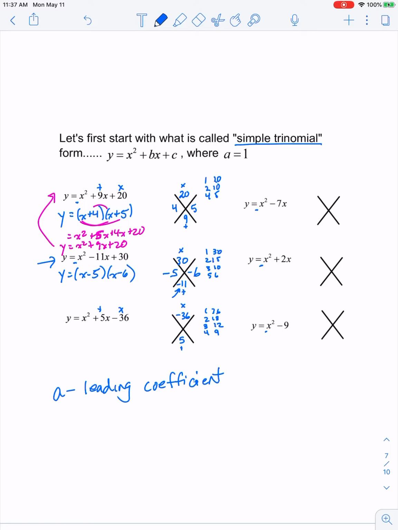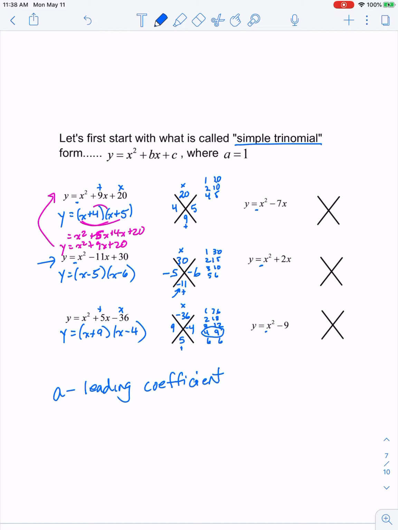And then the last pair is 6 and 6, and they're not going to give me 5. So to get negative 36, it's going to be 4 and 9, but to give me a positive 5, I need a positive 9 and I need a minus 4. So then that's going to be y equals (x plus 9)(x minus 4). These numbers that you're coming up with aren't the zeros, or the x-intercepts. They're the actual values that are going to go into the brackets.